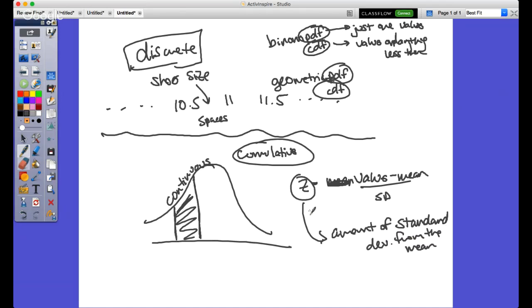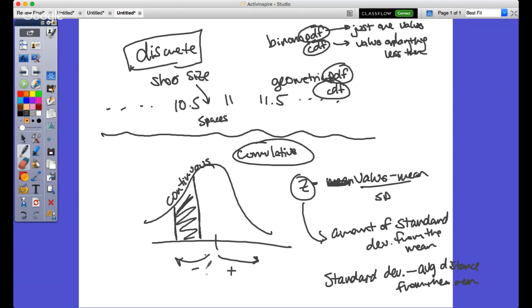And then the standard deviation value is the average distance from the mean. Average distance from the mean. Okay? From the mean. And remember, we could have a positive or negative z-score. A negative z-score is to the left of my mean, and a positive z-score is to the right of my mean. Okay? Cool. Remember the empirical rule, 68, 95, 99.7. This means 1 SD to the left and right. This is 2 SDs to the left and to the right. And this is 3 SDs to the left and to the right. Okay?